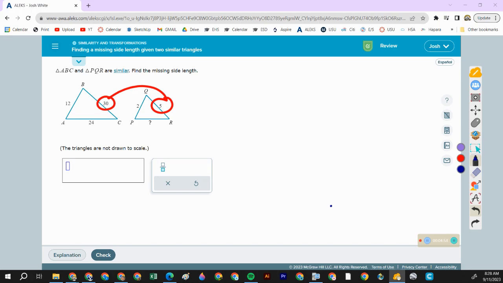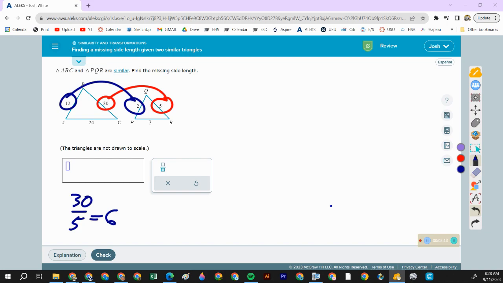Well, they're similar, which means they're the same shape. One side is bigger than the other. How many times bigger is the large one compared to the small one? 6. You see that? 30 divided by 5 is 6. Okay, is that true of the other side? Yes, it is. It's actually going to be true of all sides.